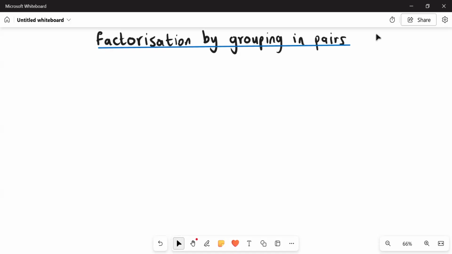So today we're focusing on factorization by grouping in pairs. Basically, grouping is generally used to factorize an expression with more than three terms. So the idea behind grouping is to group terms together, and then, if possible, you can take out a highest common factor in order to obtain the common bracket. So the topic is about getting the common bracket, basically. So now let's dive deeper into example number 1.